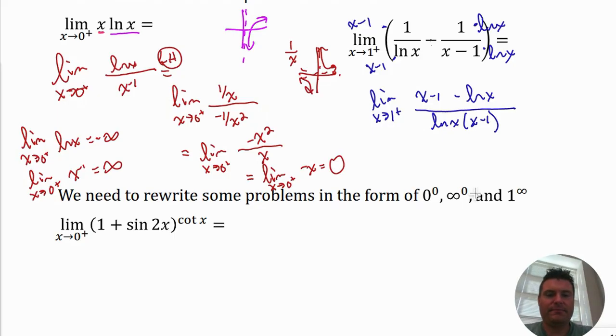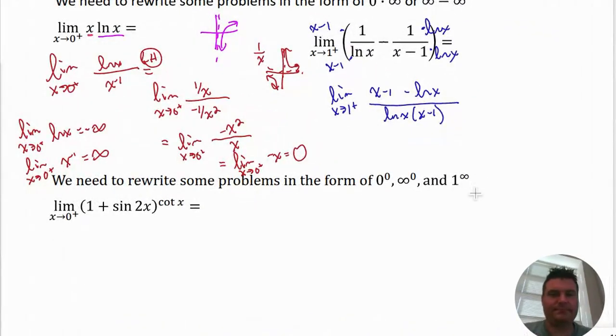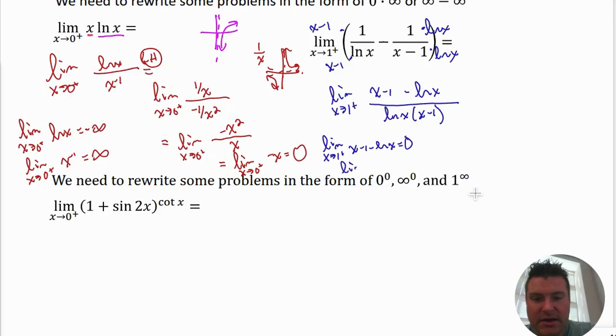That numerator is going to equal, as we plug in 1 to the right, that numerator is going to equal 0, because ln of 1, don't forget, is 0. So I'm going to get 1 minus 1 minus 0, which is 0. And that denominator here is going to be ln of x times x minus 1, which is going to be 0 times 0. So now I can L'Hopital this one.